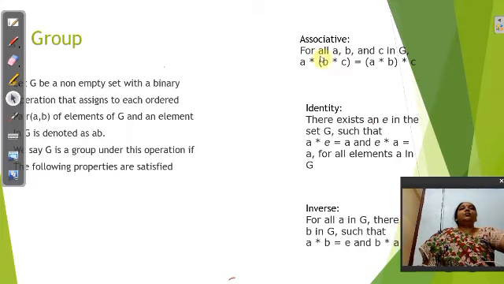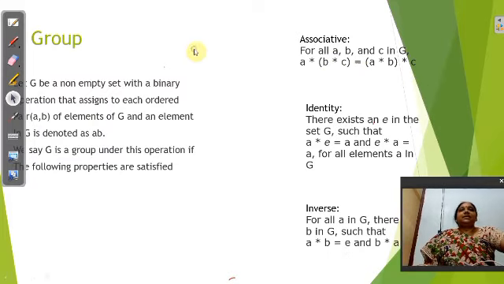Associative means for all a, b, c in G, (a star b) star c is equal to a star (b star c). We have to take any three elements from the given set, and by changing the grouping of those three elements, if we do the operation, the product or sum on both sides must be equal. That means (a star b) star c is equal to a star (b star c).